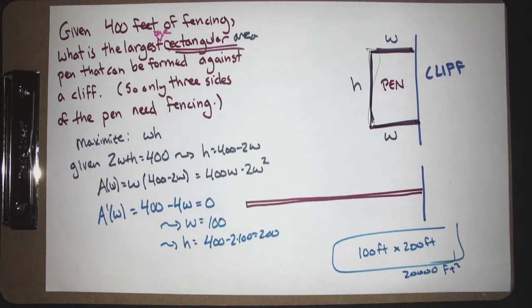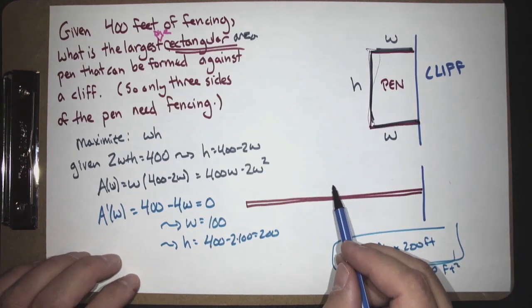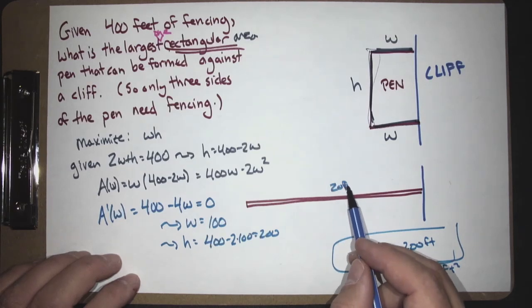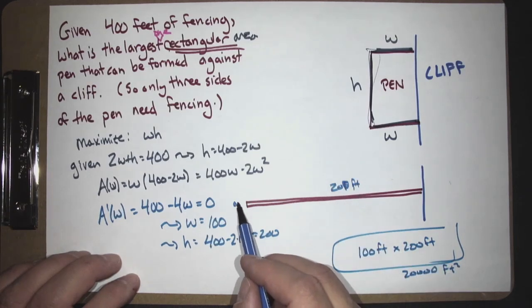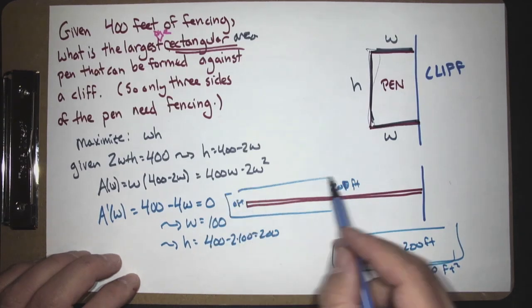Are we sure that's the maximum area? Because when you're doing optimization, you're finding critical points. Not every critical point is a max. Some are mins. How can we be sure it's a max? We can reason that we have these extreme cases. For example, if I put 200 feet of fencing here and 0 feet of fencing here, that's a valid fence.